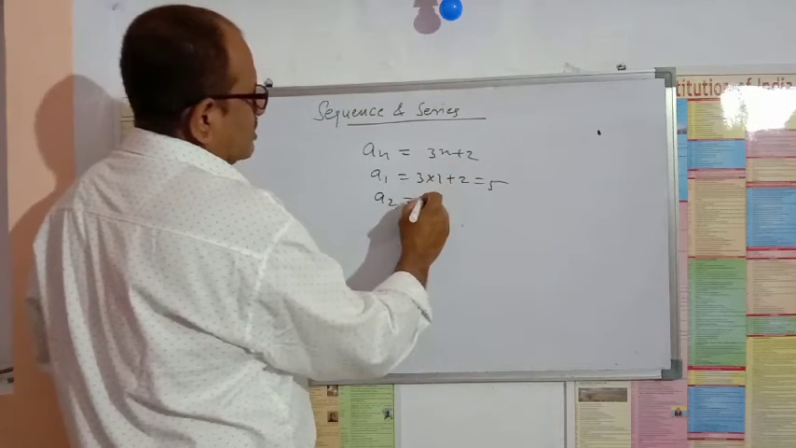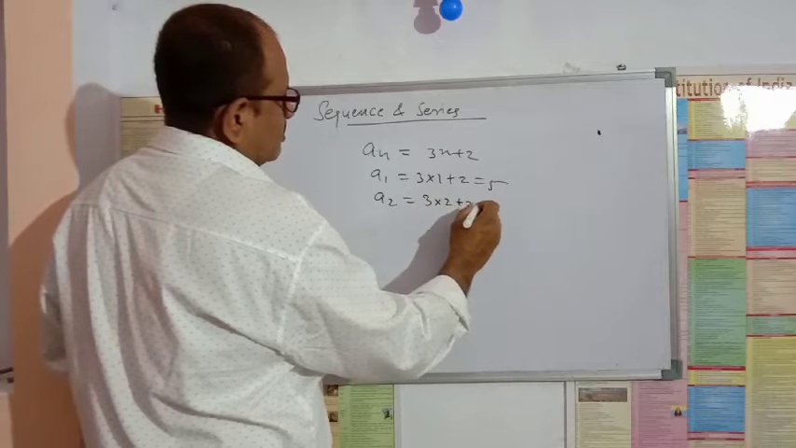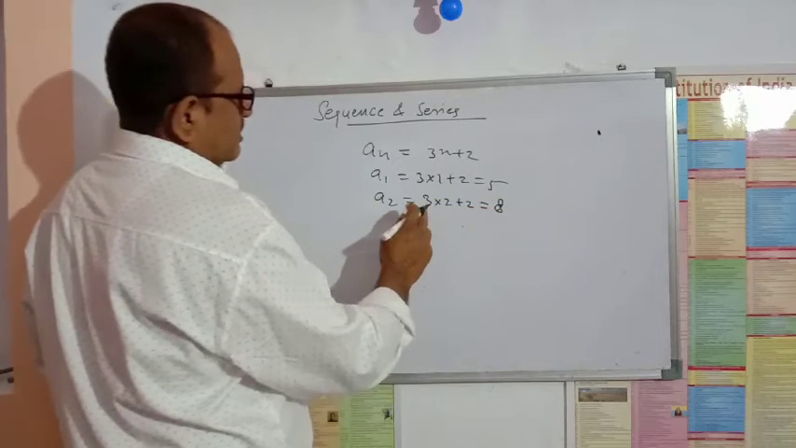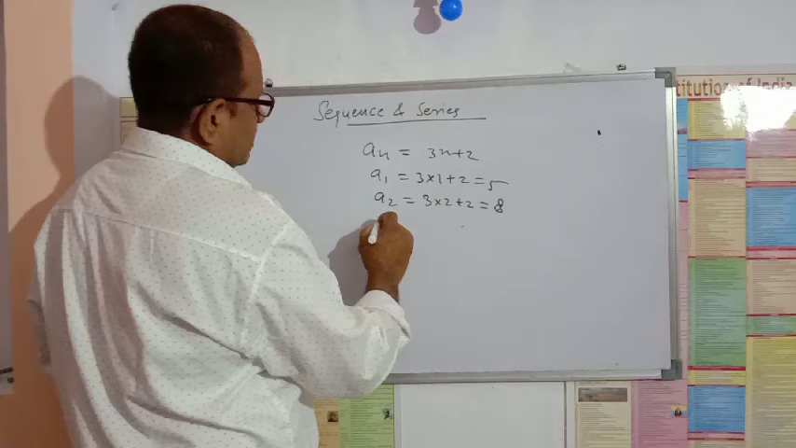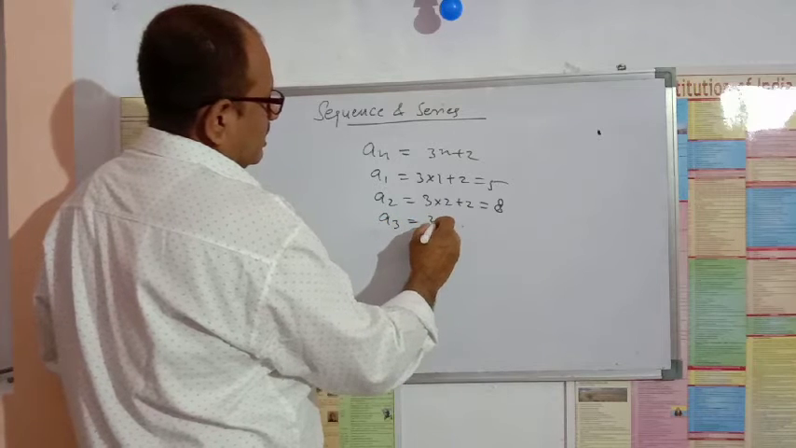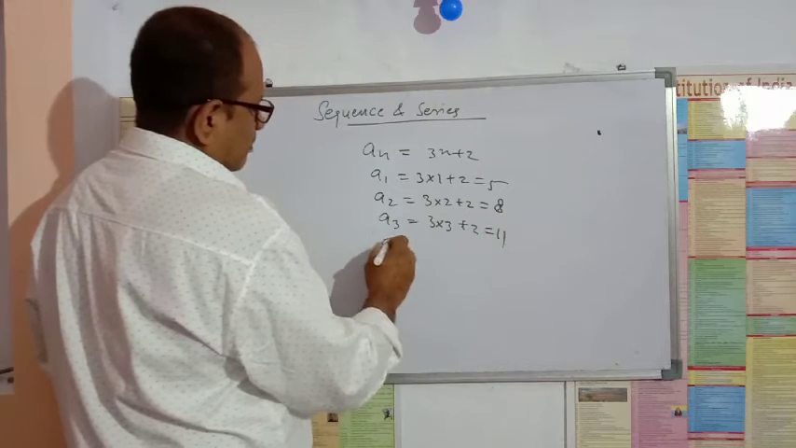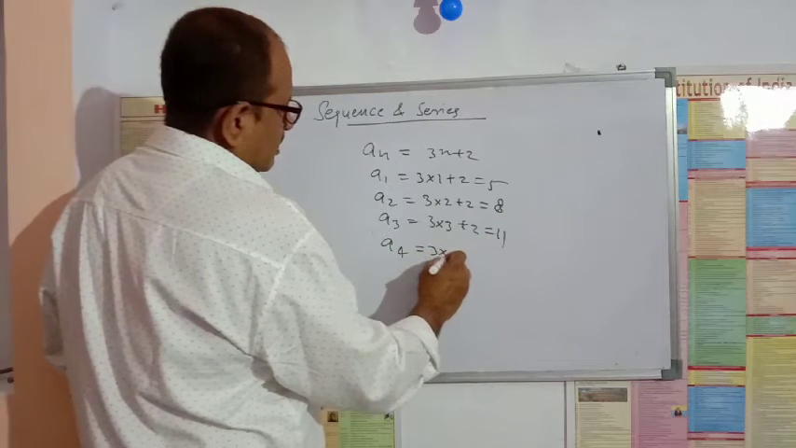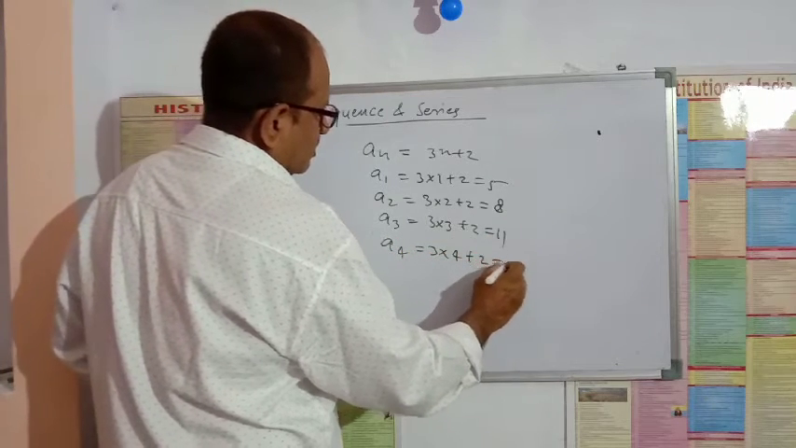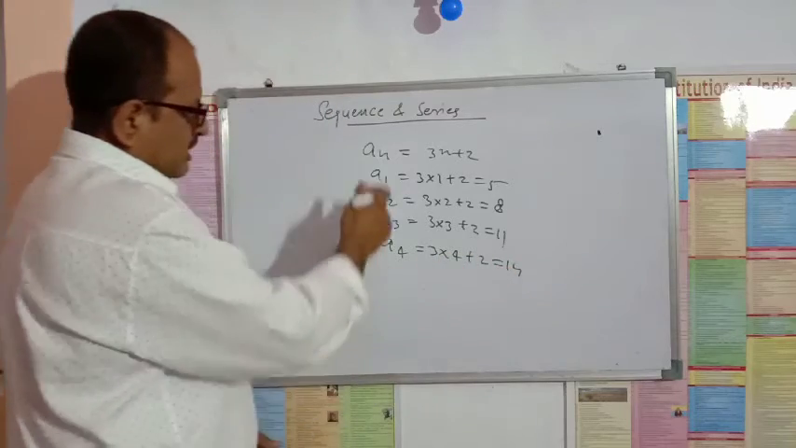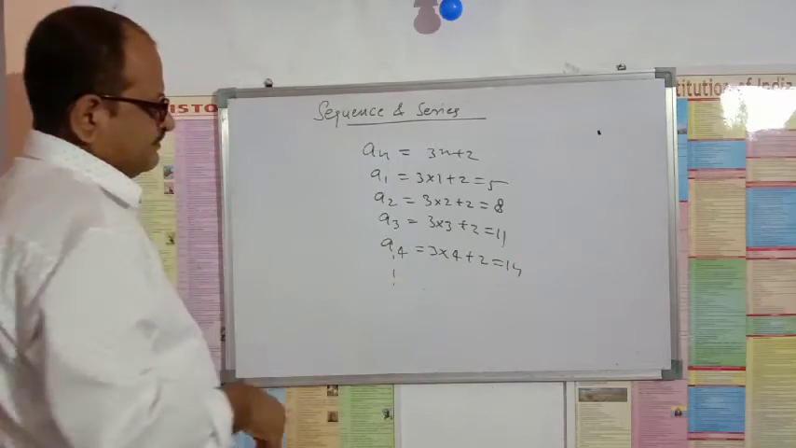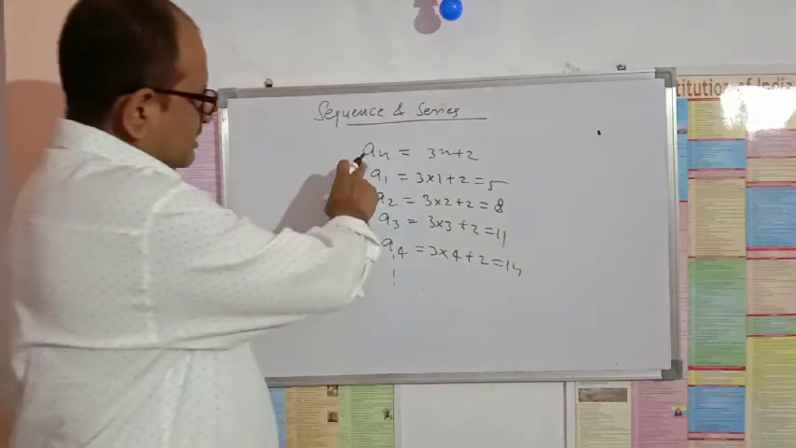Second term: 3 into 2 plus 2. 3 times 2 is 6, plus 2, 8. Third term: 3 into 3 plus 2. 3 times 3 is 9, plus 2, 11. Fourth term: 3 into 4 plus 2, 14. In this way we can write the terms if the general term is given.